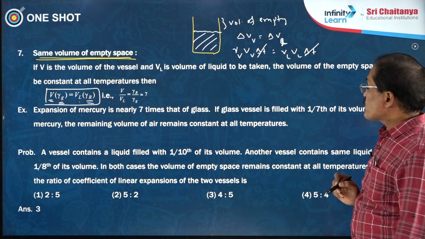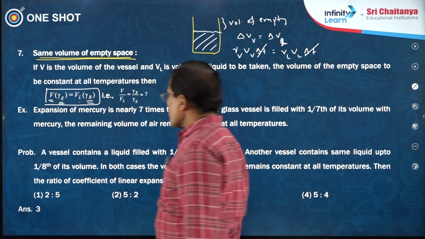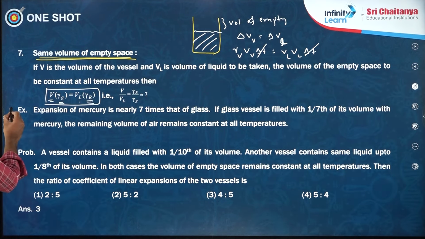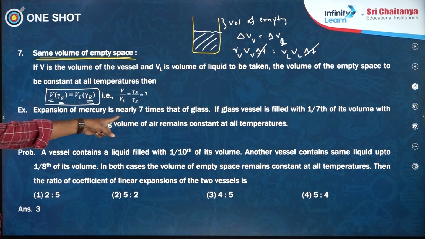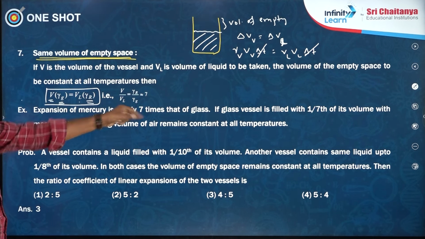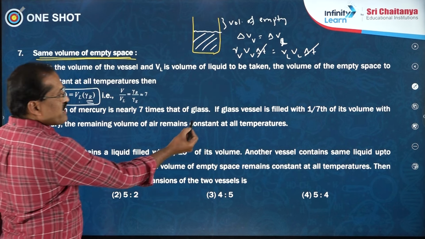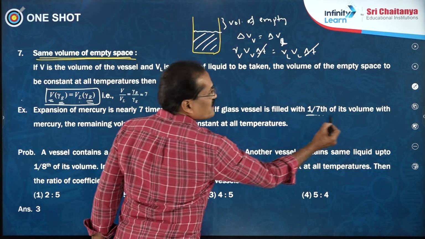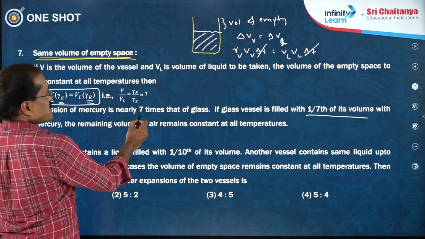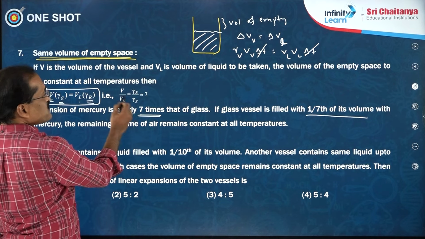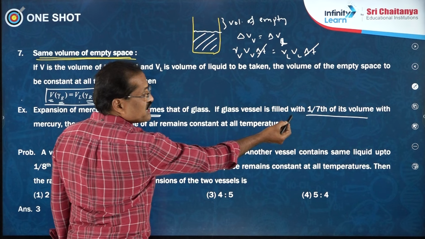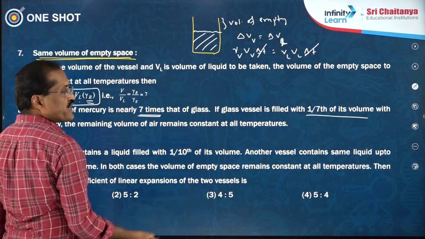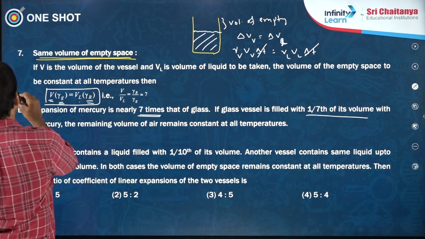Now, I am giving a simple question here based on this, and this is one important fundamental. Normally, you can take that. See, expansion of mercury is 7 times that of the glass. If the glass vessel is filled 1/7 of its volume, because as it is 7 times, it is inversely proportional, you can clearly understand that here, if at all the glass vessel is filled up to 1/7 and the volume of empty space remains constant, I will give you a diagram here.